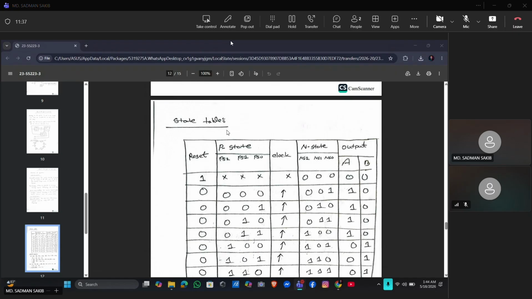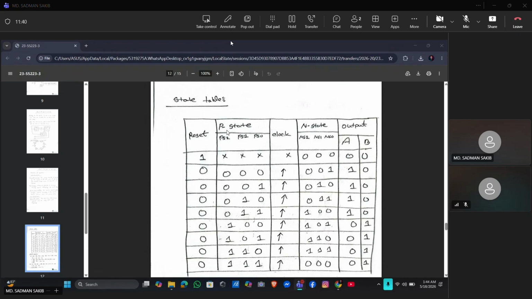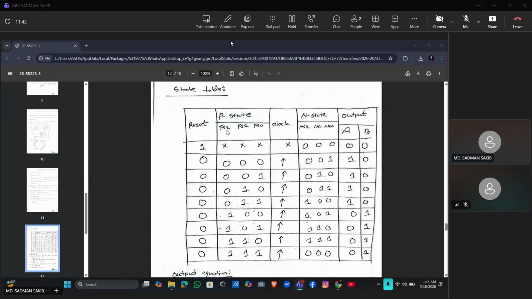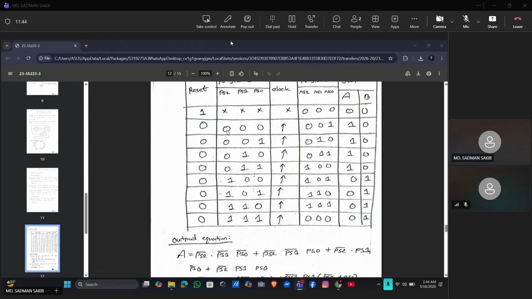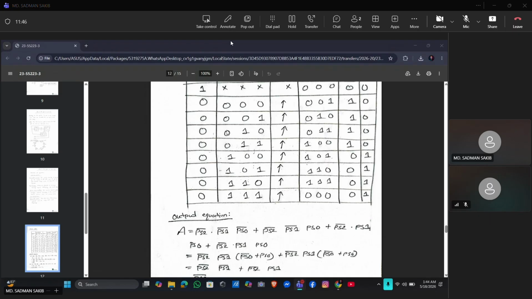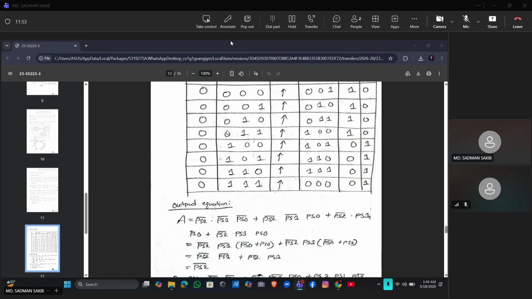The page contains the FSM state table. The table shows present state, next state, outputs A and B. Output equations are simplified using Boolean algebra. These equations are used to generate the correct output for the FSM.